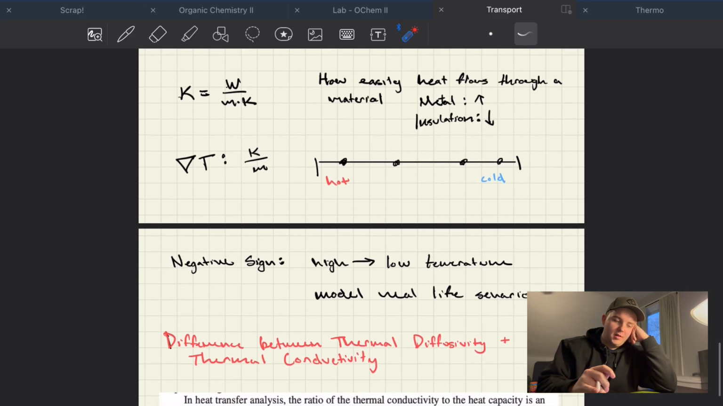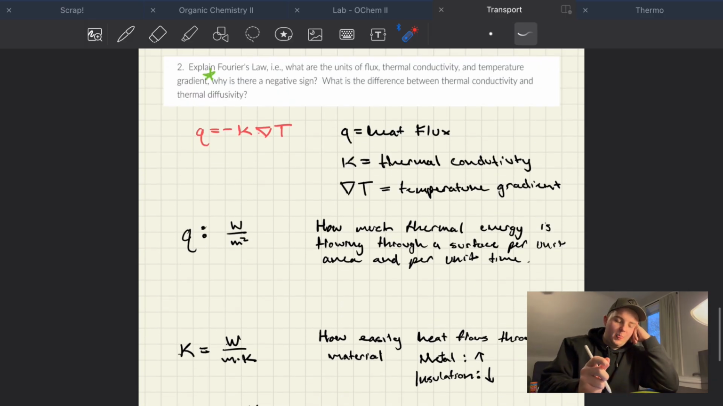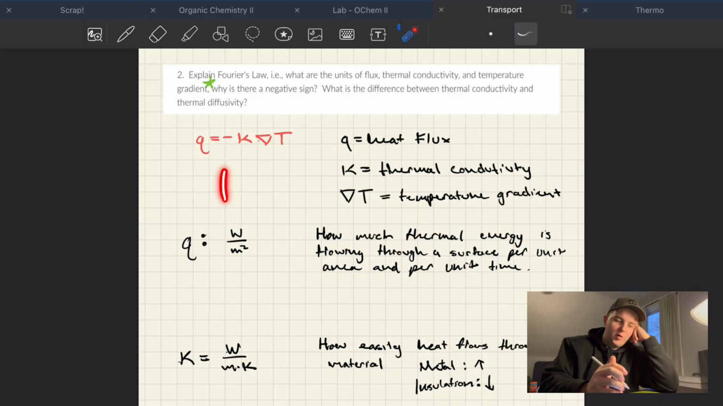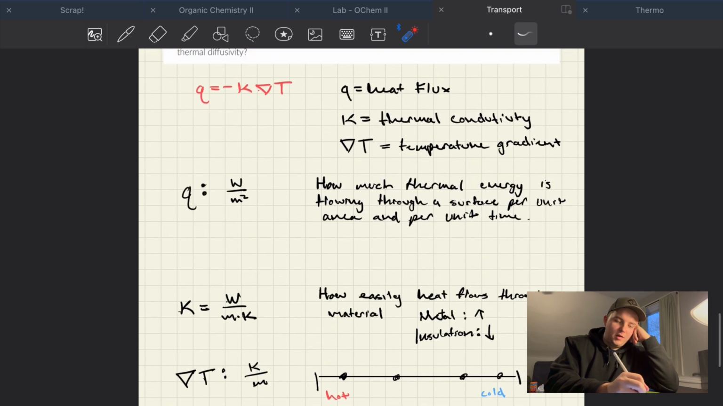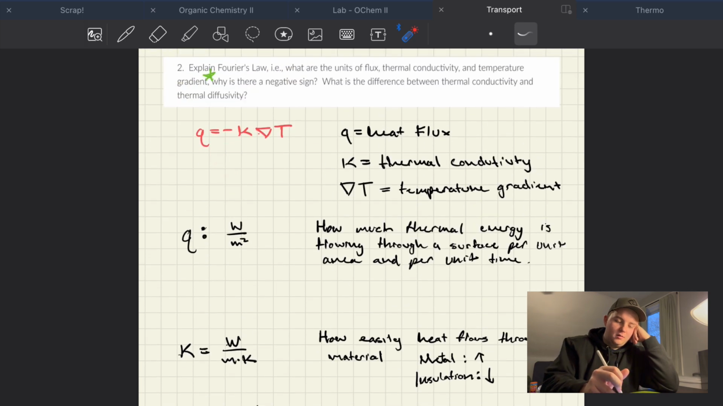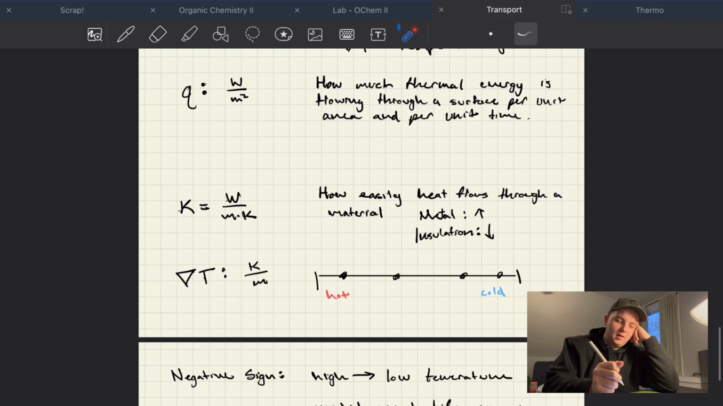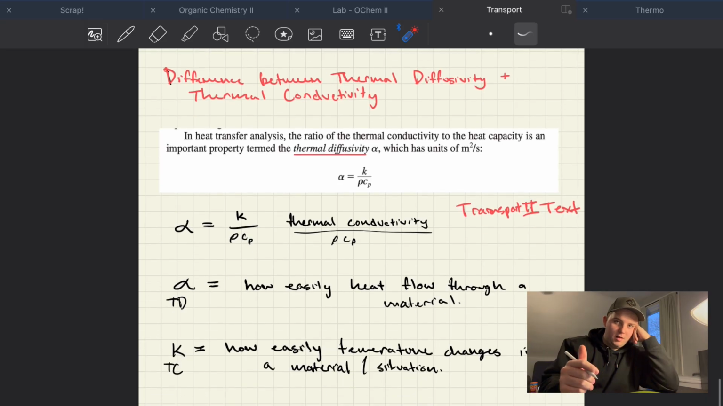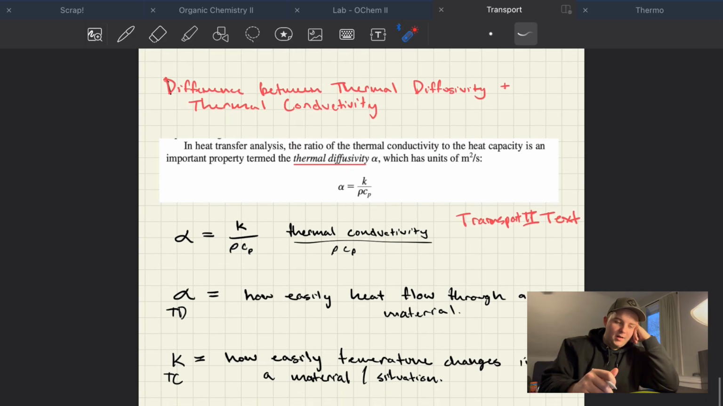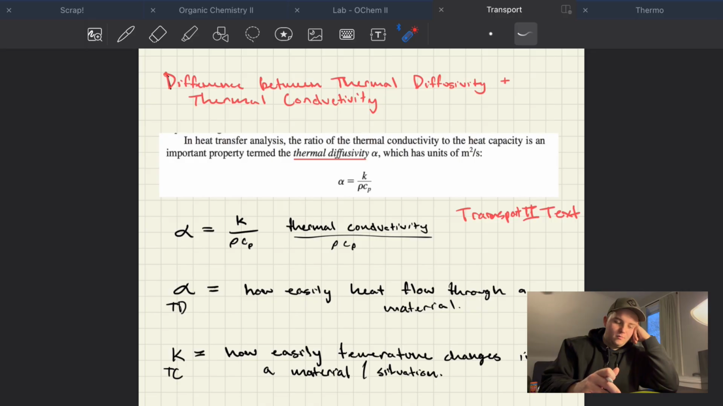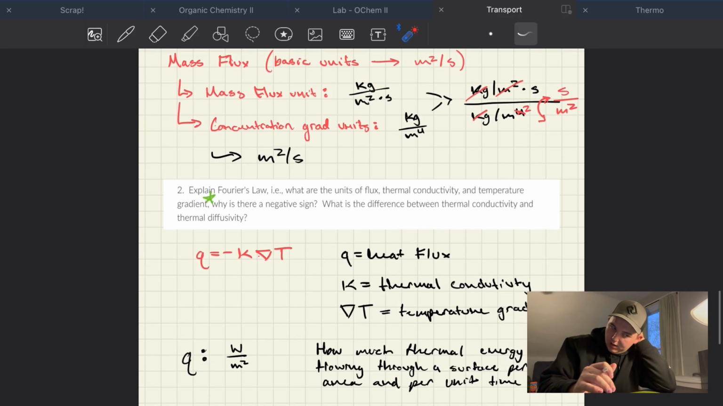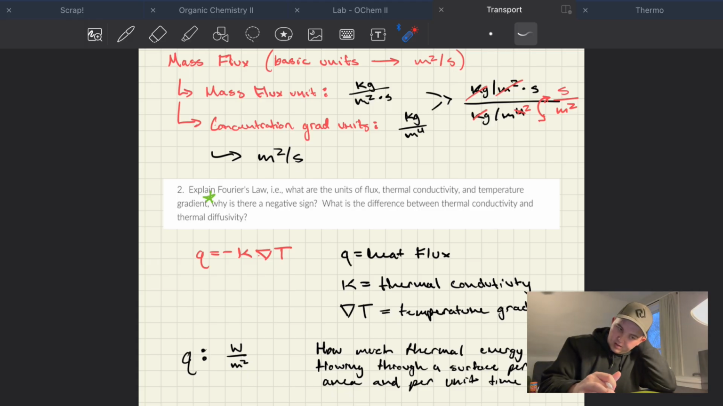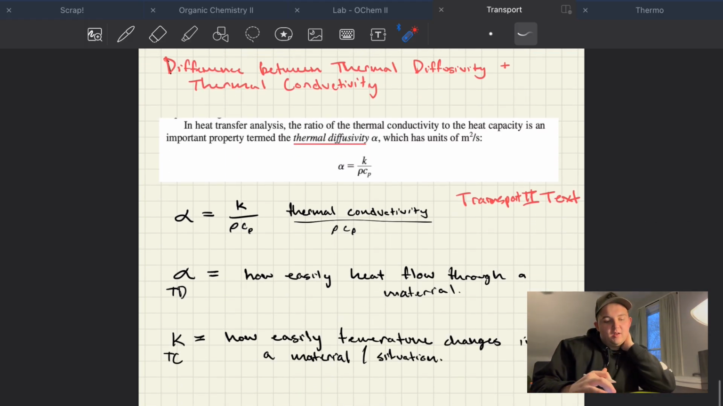Oh, and the negative sign, the important part. The negative sign just shows how Fourier's law flows from high temperatures to low. So we'll start at high and go down. And this is important in the law to make sure that we are following real life scenarios and that it can be used in day-to-day calculations. And then finally, this last part, what is the difference between thermal conductivity and thermal diffusivity?